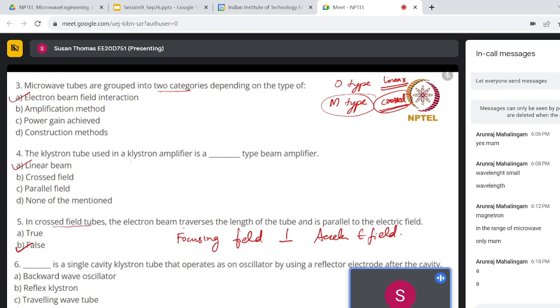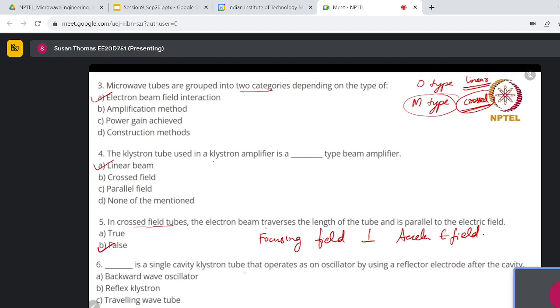Okay, so now moving on to the next question. Which single cavity klystron tube operates as an oscillator by using a reflector electrode after the cavity? Yes, right answer. It's a reflex klystron.